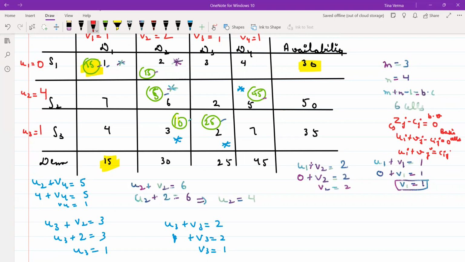Fine. Once you have calculated Ui and Vj, what is the next task? Now you have to check optimality.